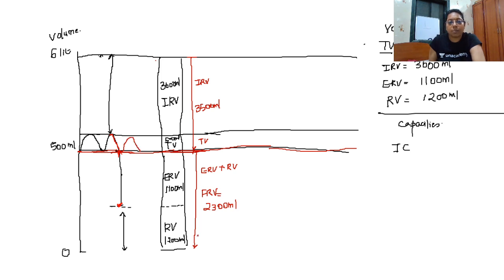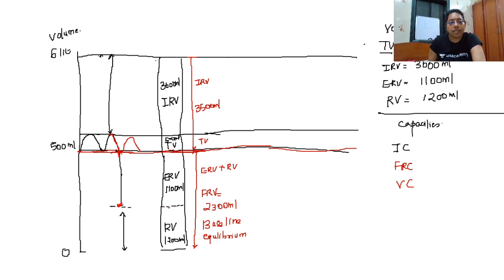So this becomes the baseline or equilibrium point where the lung starts working. Theek hai? So ye ho gaya aapka inspiratory capacity, functional residual capacity. Then we have vital capacity.